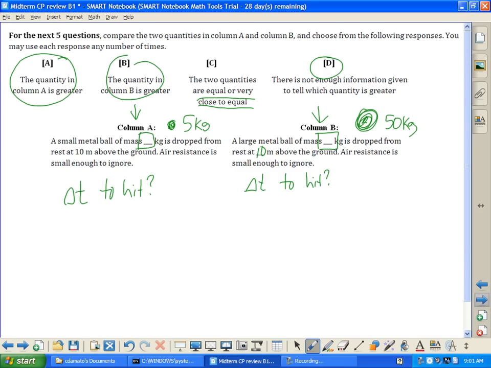Okay. Make yourself a sketch. You know that when released, big and small will have the same acceleration and hit the ground at the same time. Now, what if it's force of earth on small and force of earth on large? Which of these quantities is greater?